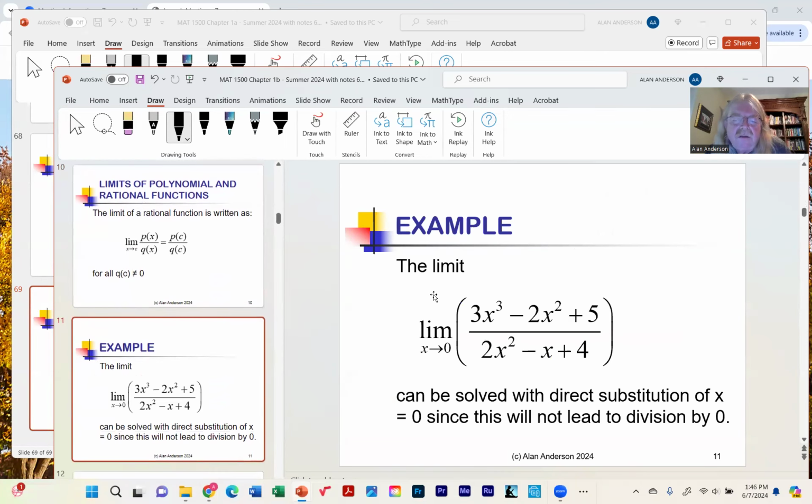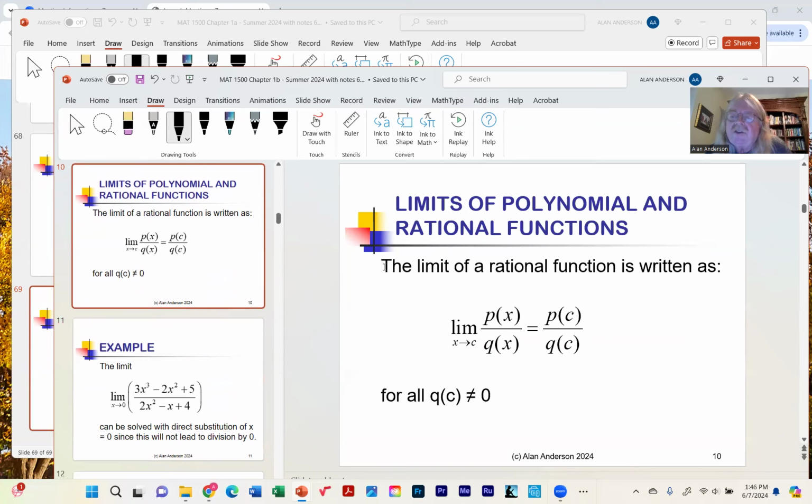Now here's one that says, oh, so remember we defined a rational function as a ratio of two other functions. And so here, what it's essentially telling you is that you can just directly substitute c for x, as long as you do not end up with division by 0. If you do, we have to try something different. Like this one. Now, it's kind of a mess, but it turns out, if you notice in the denominator, substituting directly 0 into x will not lead to division by 0.